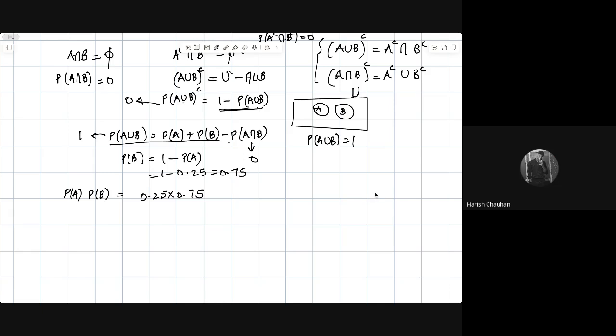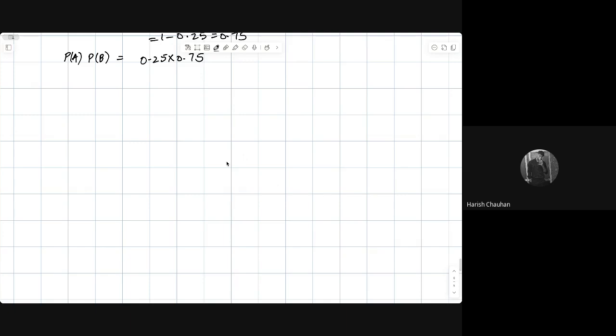Ma'am, can you please explain conditional probability in short? Yeah, sure. So for conditional probability we have to discuss the total law of probability, and from there the conditional probability is coming.